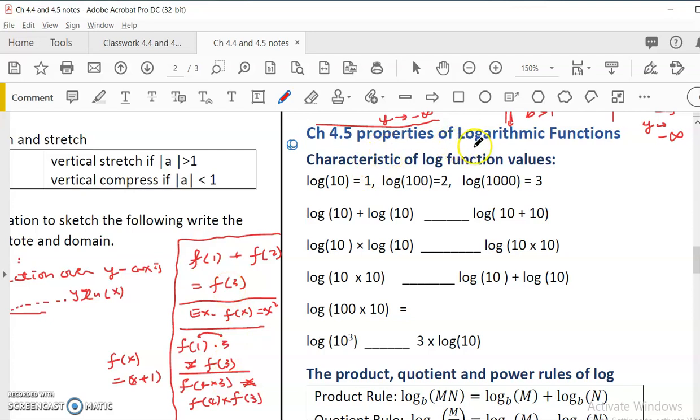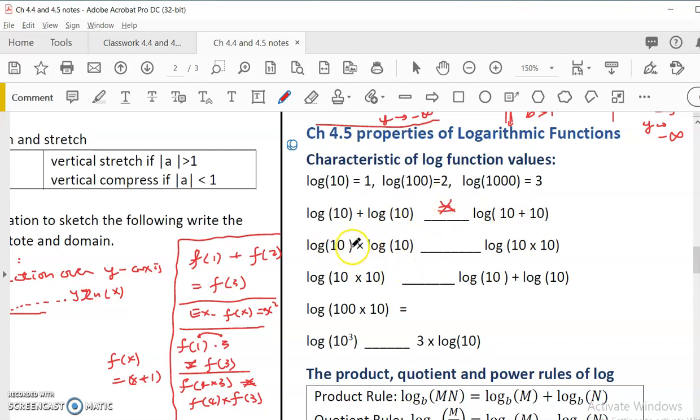But there are some properties in log that make some of this possible. So we know log base 10 of 10 is 1, log base 10 of 100 is 2, log base 10 of 1000 is 3, right? If I add log 10 and log 10, everybody knows that is equal to 2, right? But what about 10 plus 10? It will be log 20. It's certainly not equal to 2. So this is true for any function. If you add two of these together, you cannot just move them together and add them. So they are not equal.